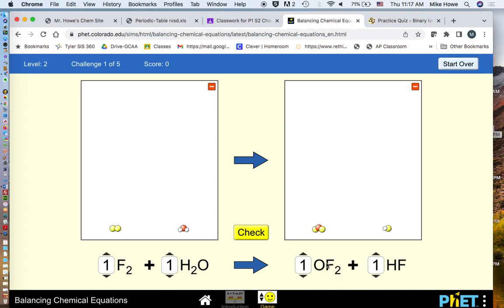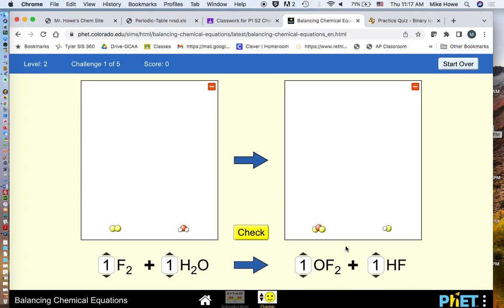So a general tip is things that show up twice, leave those till last. See how F shows up in this formula and in this formula, so don't do it first. Do the things that show up once first. So that might be the H's or the O's. And the O's are already even, so let's deal with the H's.